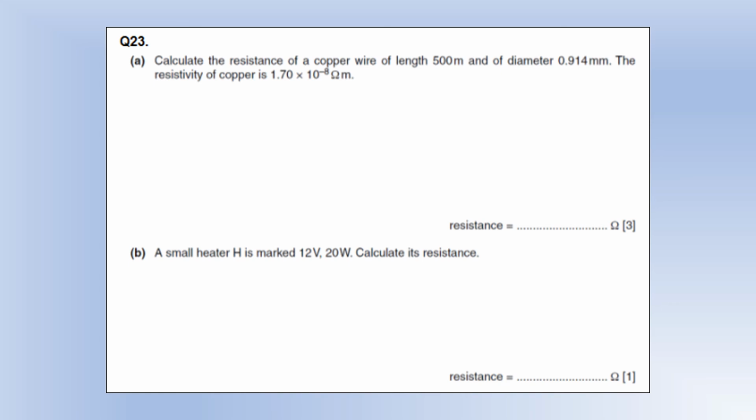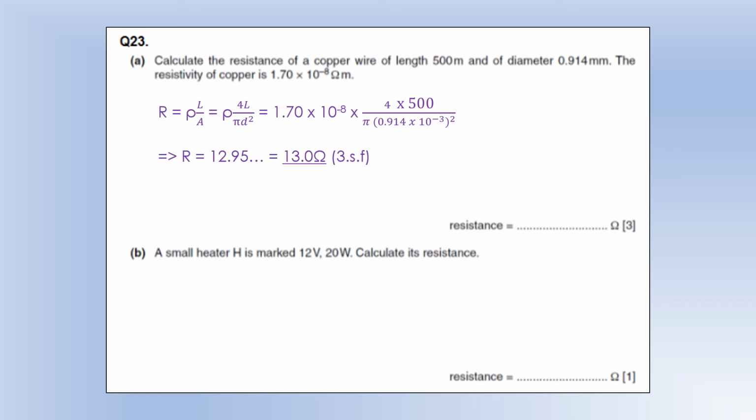Calculate the resistance of copper wire, length 500 meters. We've got a diameter this time, so very similar to what we did before, just using the resistivity equation and putting pi d squared over 4 in place of A. And that gives us our value of resistance.